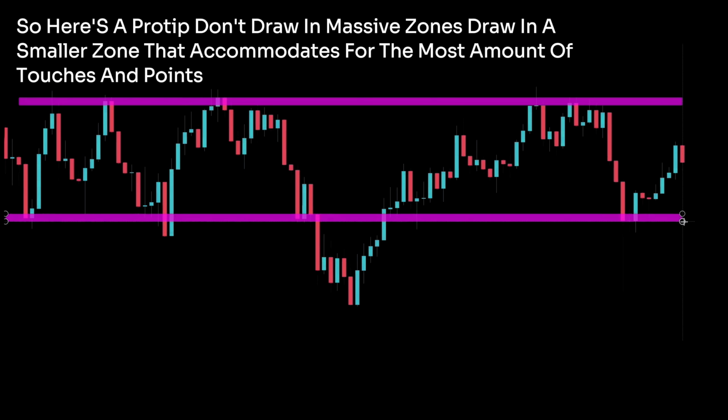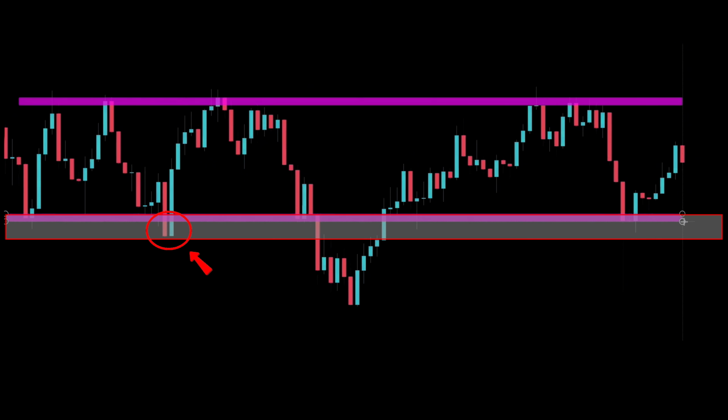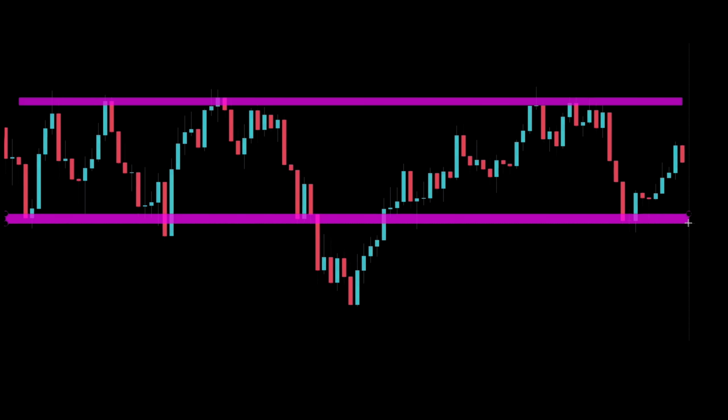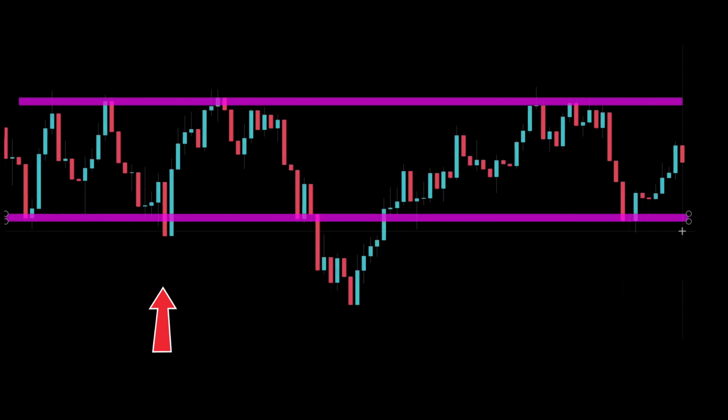So here's a pro tip. Don't draw in massive zones. Draw in a smaller zone that accommodates for the most amount of touches and points. Because let's say you were to draw this big zone here to accommodate for this low here. One, it looks terrible, and two, you'll end up confusing yourself with such a large area, as it gets even worse once you start using multiple time frames. So instead, we opt to create a smaller level that accommodates the most levels that it can touch. And then this point here would be deemed a false breakout.